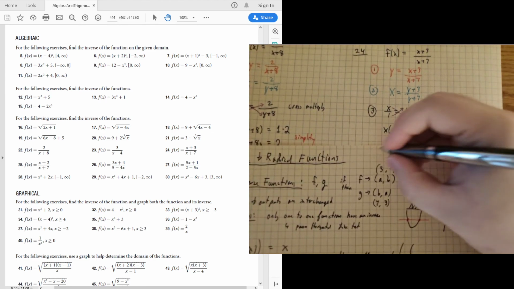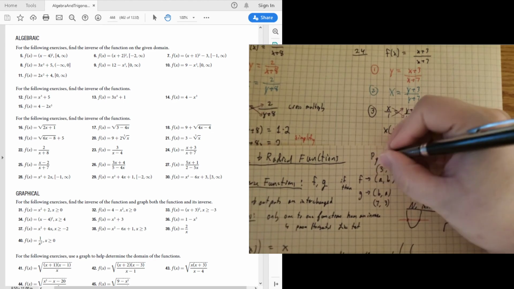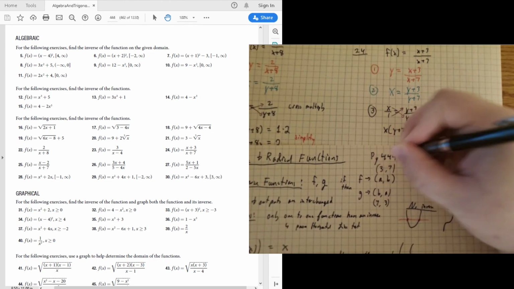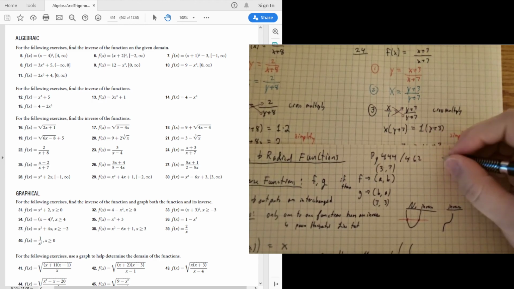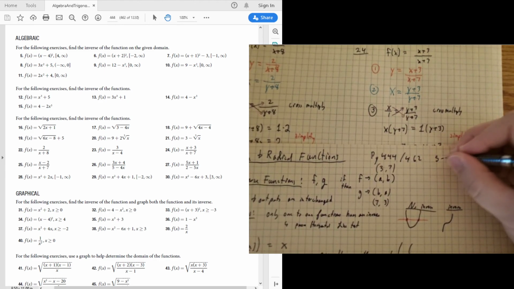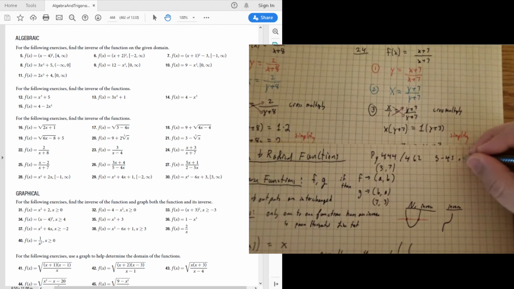How rude. The homework assignment was page 444/462, 5 through 45 odds.